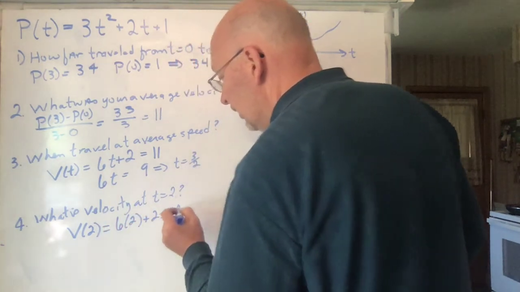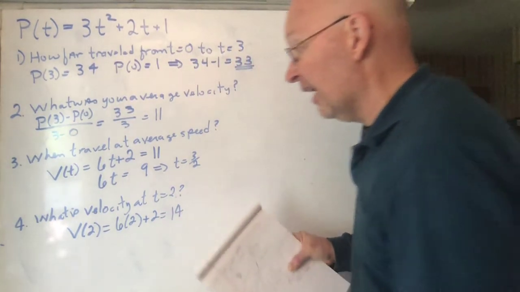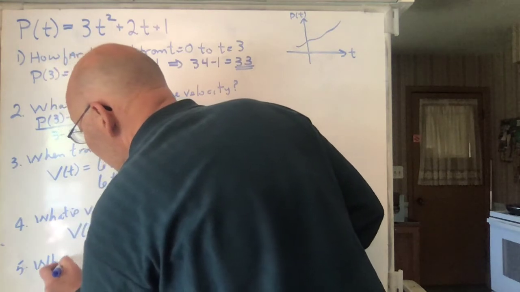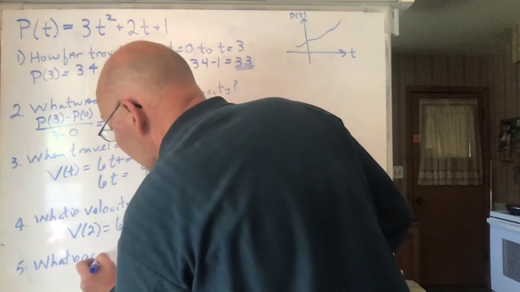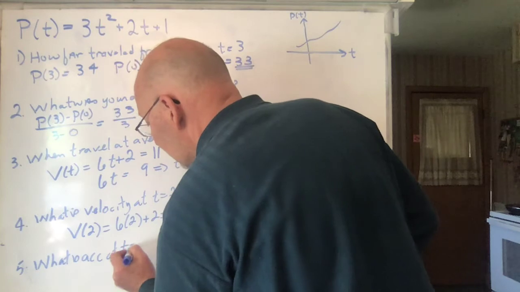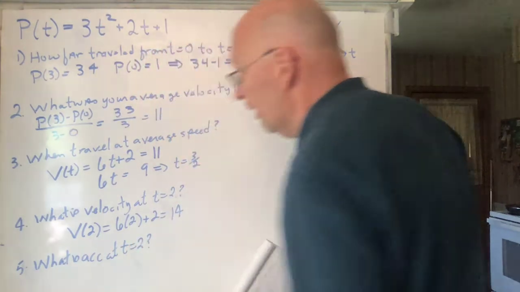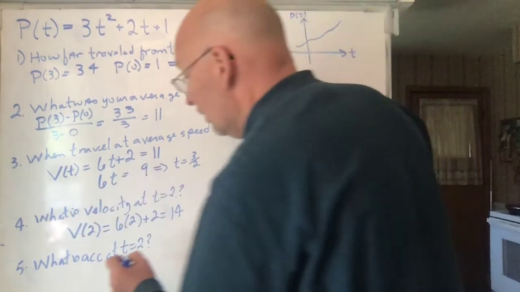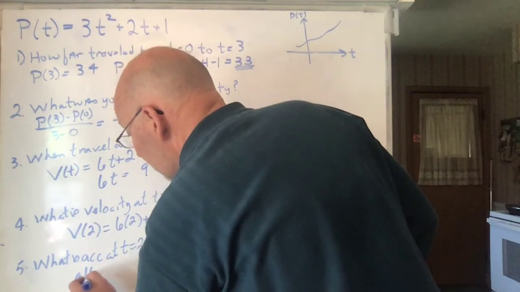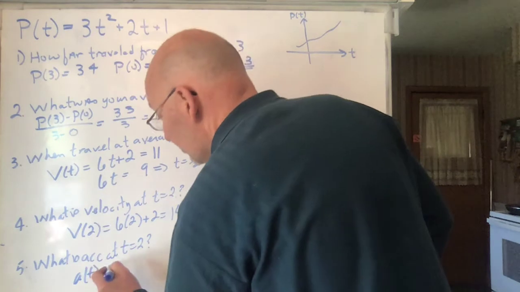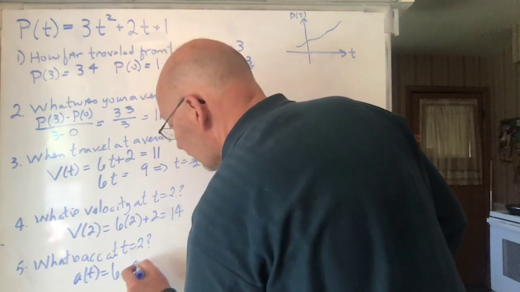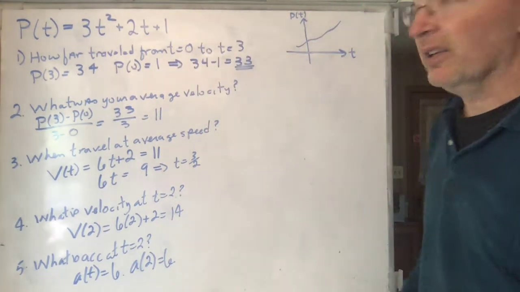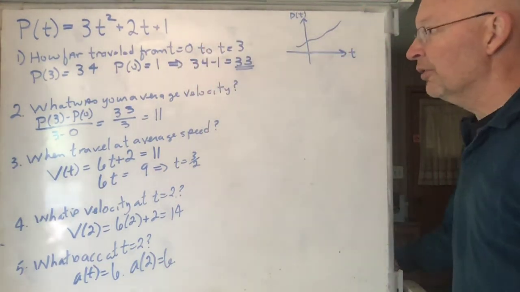And the last question is, what is acceleration at t equal to 2? And how do you find the acceleration? You take the derivative of the velocity and you get a of t is equal to 6. And so in particular, the acceleration at time 2 is equal to 6. Okay? So there they all are.